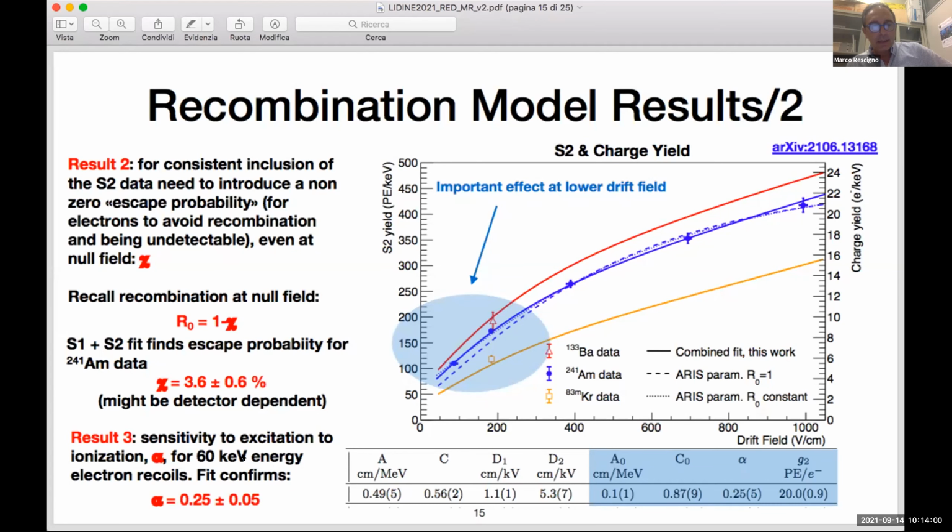And the third result is that we can also cross-check the value which is known from literature, in other energy ranges, of this excitation to ionization ratio, and we confirm more or less the value in the literature, because we find 0.25 plus or minus 5.